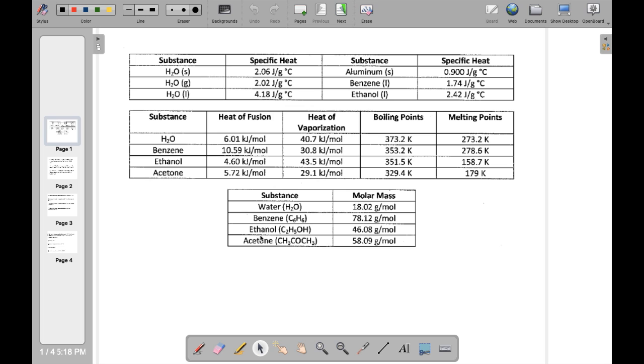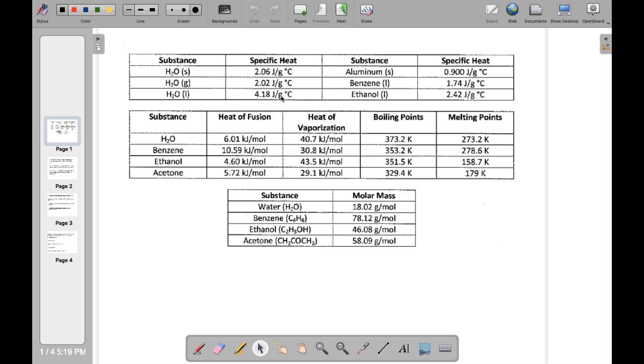In a previous video, I already went over some of these terms, but let's just recap. Right here we have a table, and it tells us that this is water. Notice that we have water in three different phases: solid, liquid, and gas. And it gives us the specific heat for each phase. The specific heat is the amount of heat it takes to raise the temperature of 1 gram of that substance 1 degree Celsius. So if I have 1 gram of liquid water, I'm going to need 4.18 joules to raise the temperature 1 Celsius.